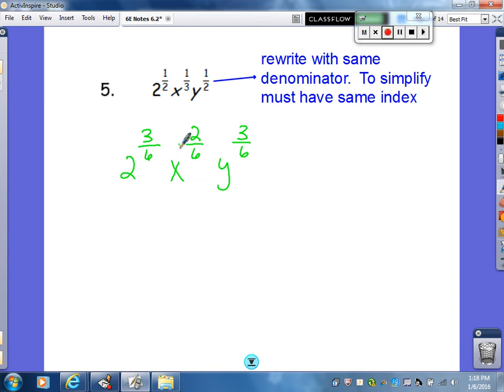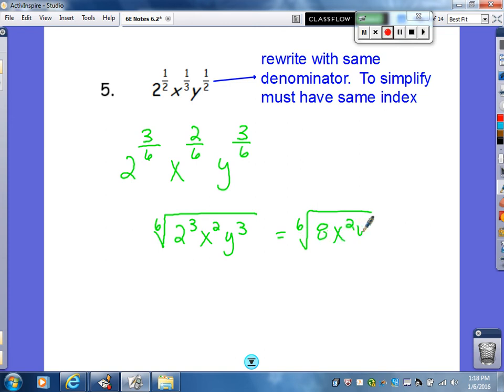All right, rewrite, because they ask us in radical notation. Index is 6. We're going to have 2 to the third power, x squared, y to the third. Well, the numbers we want to simplify as much as possible. So our final answer is going to be the 6th root. Don't forget to write that little 6. 8 x squared, y to the third.